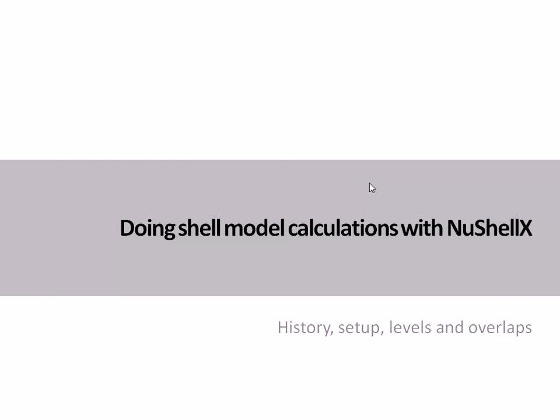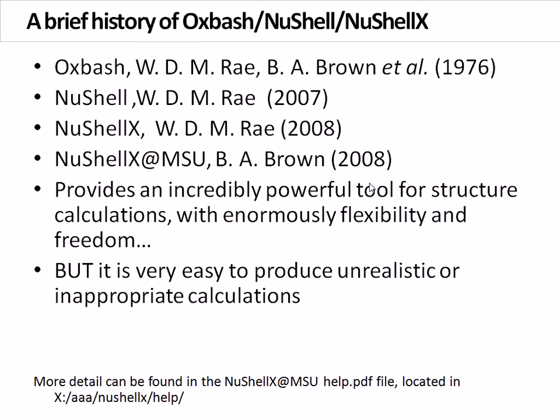Okay, so just a very brief last bit on the history. Oxbash was originally designed back in the 70s and evolved over a reasonably long period. Bill Rae, who was at Oxford and is now retired, I think, rewrote most of Oxbash in a more modern way. That was a code called NuShell, which subsequently gained a PN version, NuShellX. And Alex Brown at MSU has written a series of wrapper codes that help you set up the calculations and allow you to do additional calculations with the results.